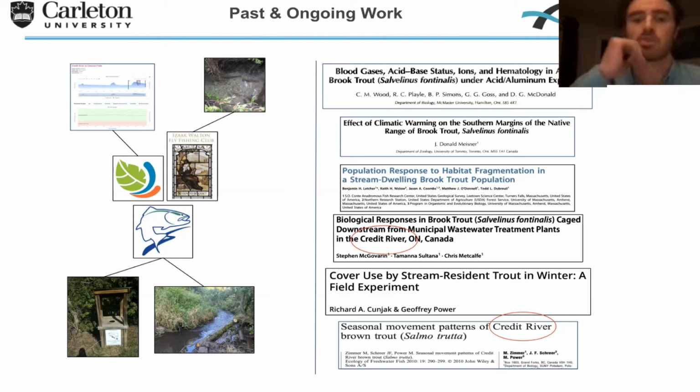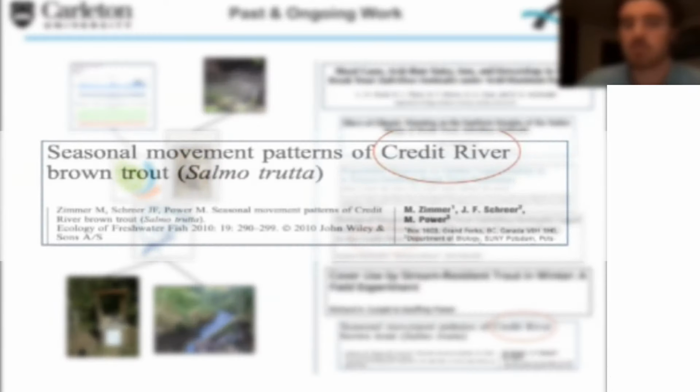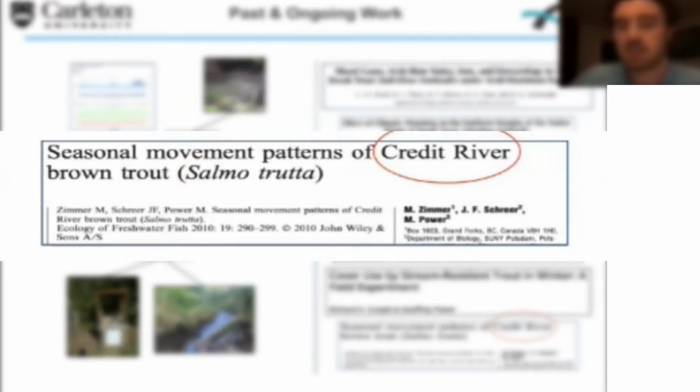There is academic research already ongoing. There's been brook trout research, research on brook trout ecology and physiology, as well as research specific to the Credit. I think most notably, Zimmer et al. in 2010 studied brown trout in the Credit a little bit lower down than I'm planning to go in, but they looked at brown trout seasonal movements and determined that those were sort of driven by temperature and life history. They noticed that brown trout were fairly sedentary in between seasonal transitions.